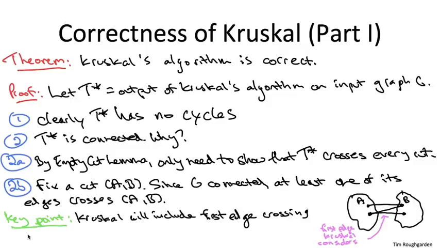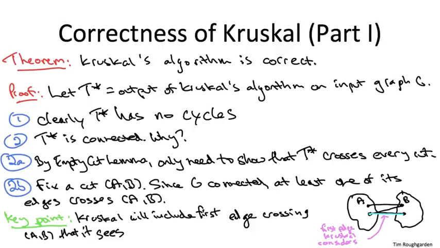The key claim is that this first edge seen by Kruskal's algorithm is definitely going to be included in the final output T star. So why is this true? Well, let me remind you of the lonely cut corollary. The lonely cut corollary says that if an edge is the sole edge crossing a cut, if it's lonely in a cut, then it cannot participate in any cycle, right? If it was in a cycle, that cycle would loop back around and cross the cut a second time.